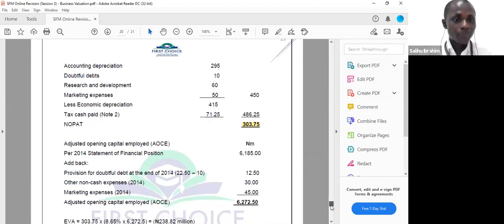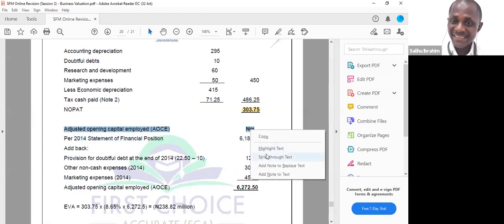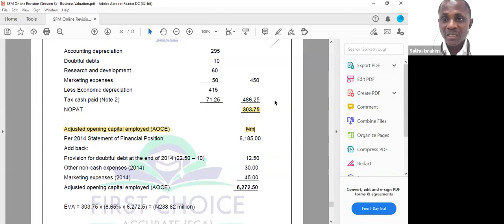Now, the next one we need to compute is capital employed. And I've told you that the capital employed should be the capital employed as at the end of 2014, abi, which is the beginning of 2015. Okay? The beginning of 2015.